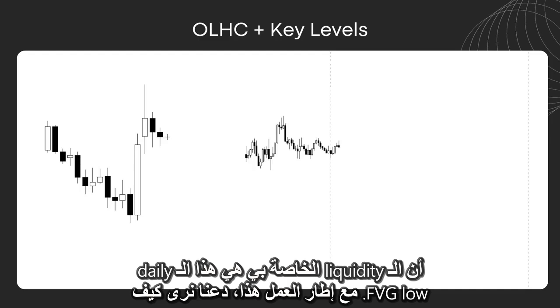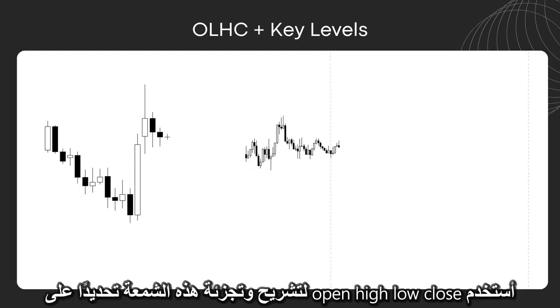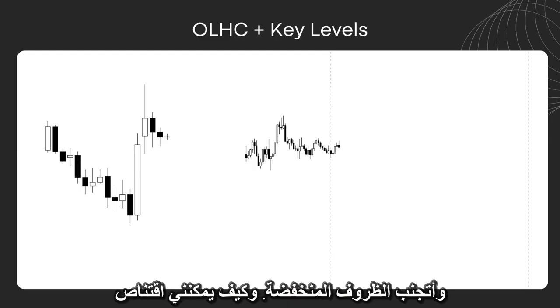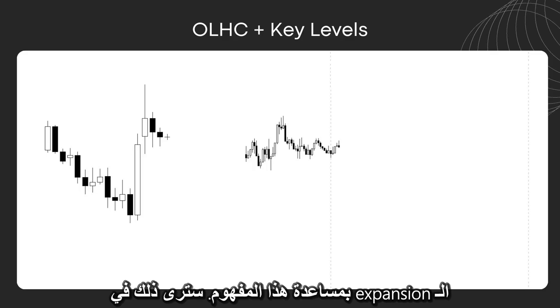Now with that framework, let's see how I use open high low close to dissect and break down this particular candle on the higher time frame, and how I can make sure that I only enter in the high probability condition and avoid the lower ones. And how can I catch expansion with the help of this concept? You're gonna see that in just a minute.